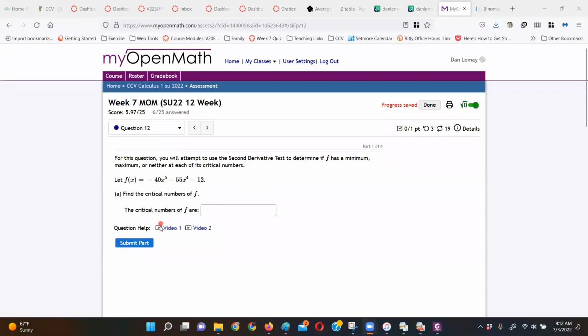Just so you know, see how this submit part, this is a multi-part question. I'll walk you through it just like what we did before. You'll want to take the first derivative, find the critical values, submit those, then I'll walk you through it. They're just doing the same second derivative test, so I don't think I need to talk you through the math. It's just how you answer this question.